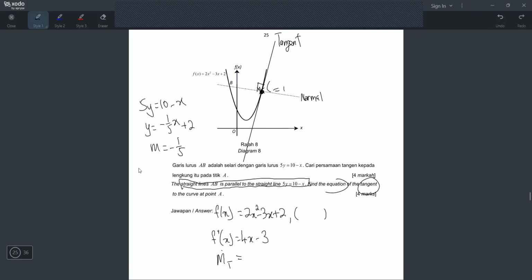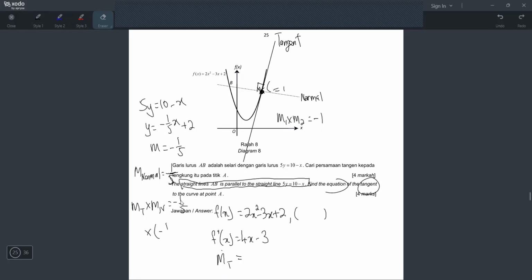And guess what? The gradient of the normal, or m_N, will also be negative 1 over 5. So what is the gradient of the tangent? It will be 5, right? For those who are wondering why, it is because the normal and tangent are perpendicular. When we have two lines that are perpendicular to each other, m1 times m2 equals negative 1. So in this case, the gradient of the tangent times the gradient of the normal is negative 1. The gradient of the normal, I already know, is negative 1 over 5, right? So negative 1 over, wait, what?